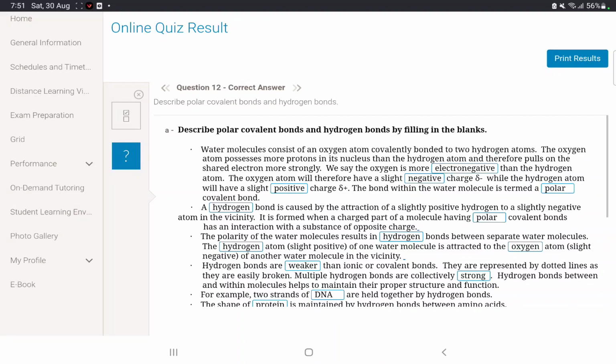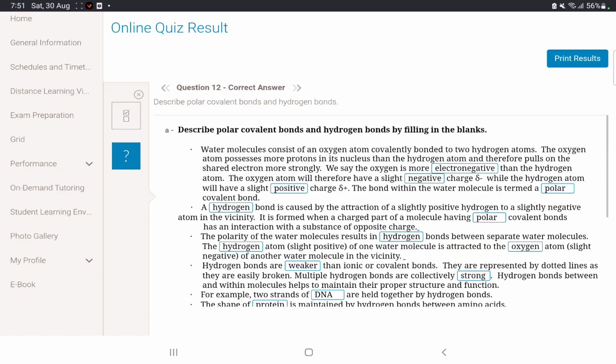Okay. Water molecules consist of an oxygen atom covalently bonded to 2 hydrogen atoms. Just like I said, it is covalently bonded, but it's not non-polar, it's a polar bond between them. The oxygen atom possesses more protons in its nucleus than the hydrogen atom, and therefore pulls the shared electron more strongly. So it isn't equal sharing, it's uneven sharing. That's why it's a polar bond.